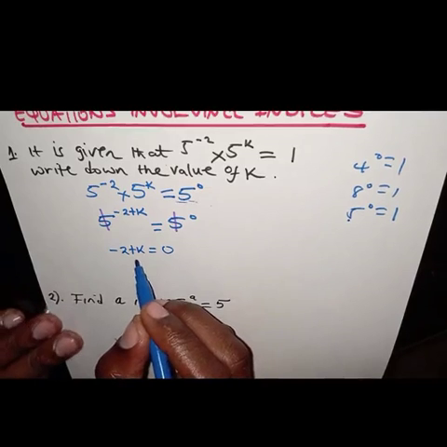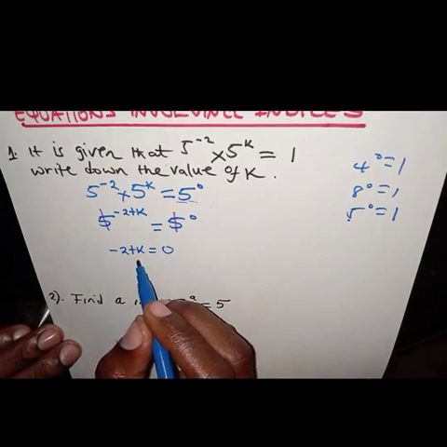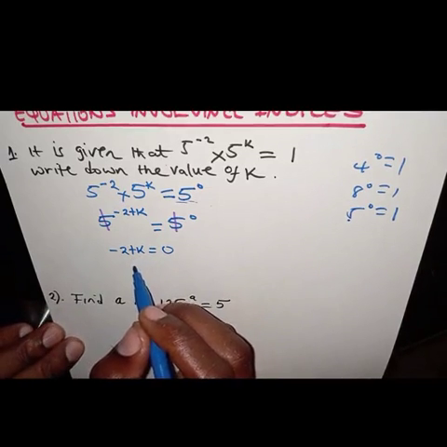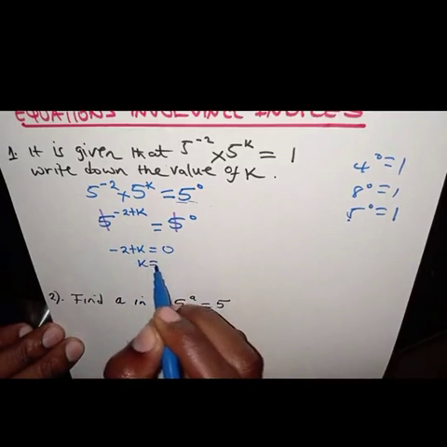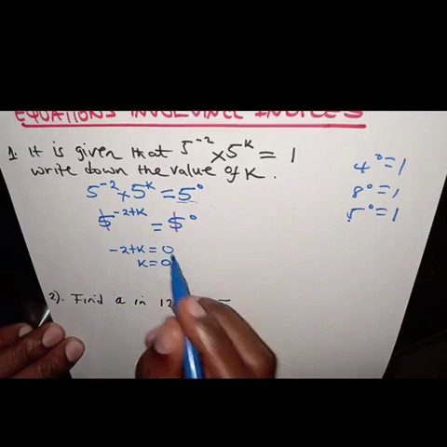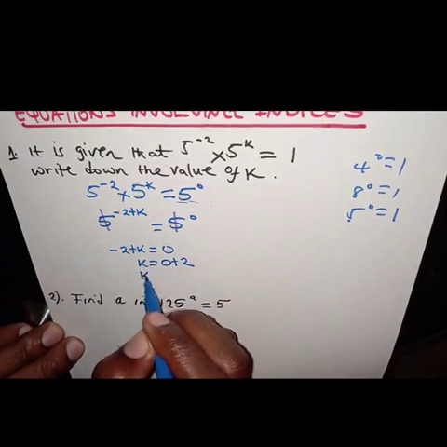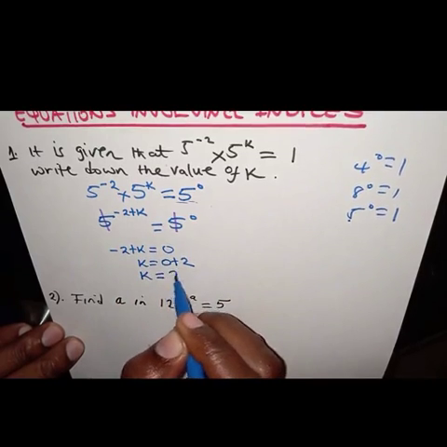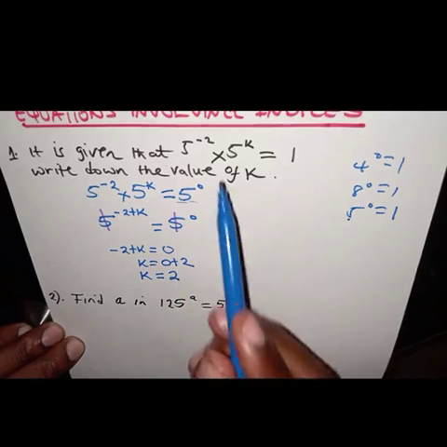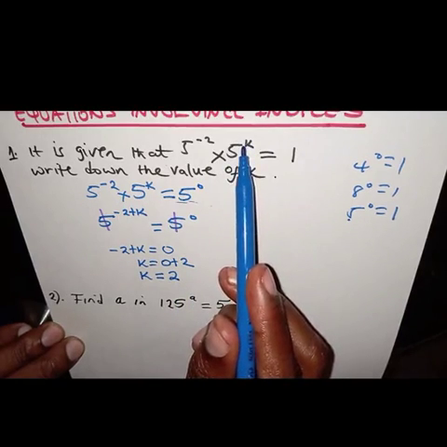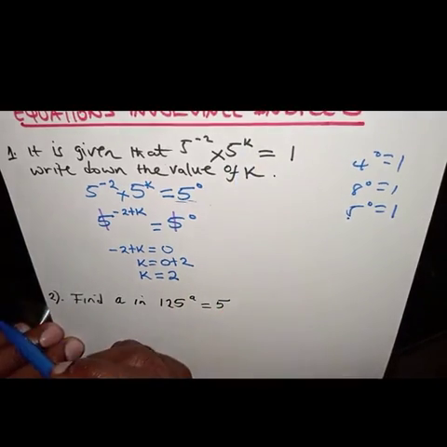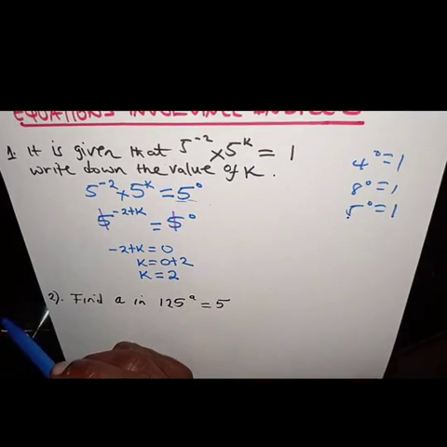So here we need to make k the subject of the formula, meaning k must remain alone. So negative 2 will cross to become plus 2. It will mean k is 2. So the value of k is 2. So this is what you're supposed to do.